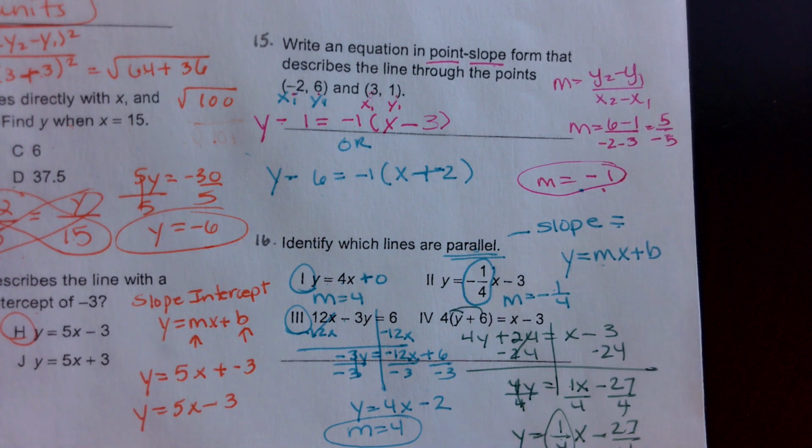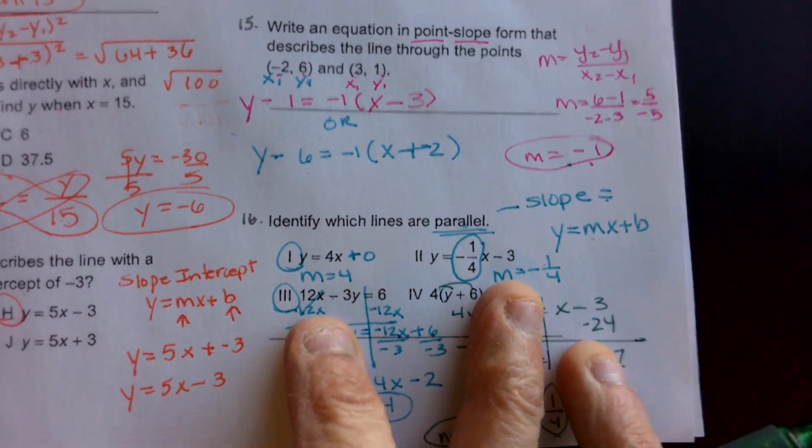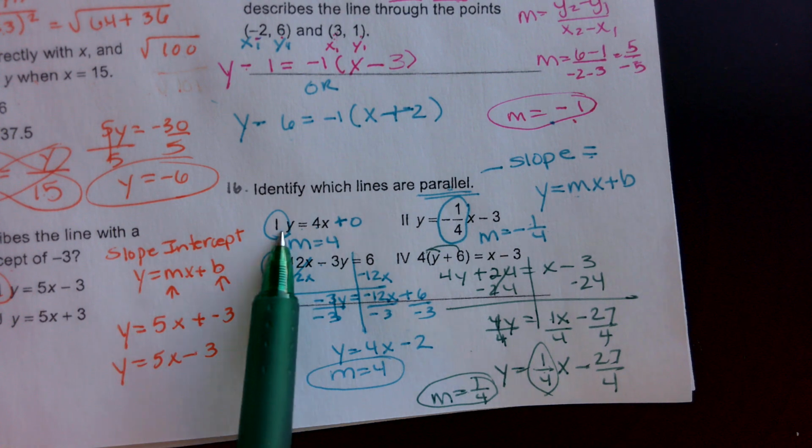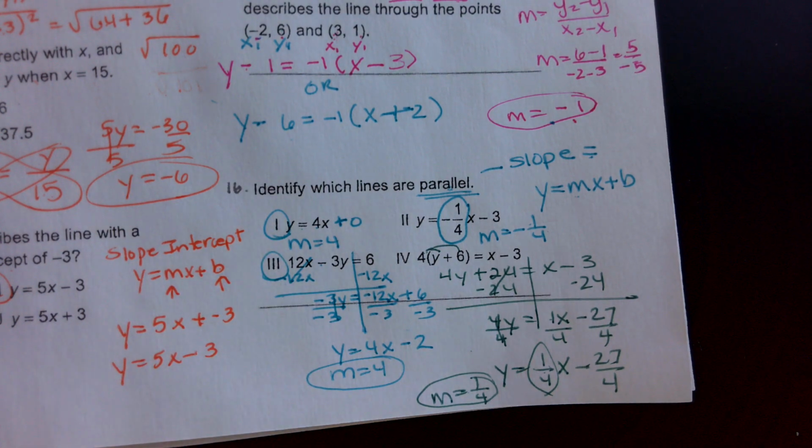Slope is 1/4. So it's close, but they're not the same. Sorry. They're not the same. That's negative 1/4. That's positive 1/4. So this is the winner chicken dinner. Okay.